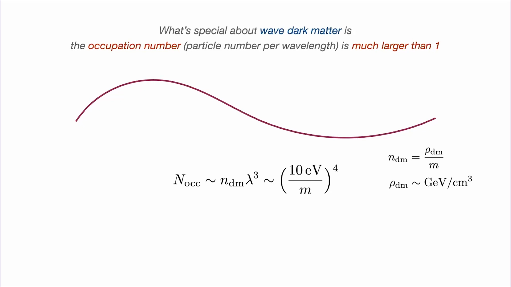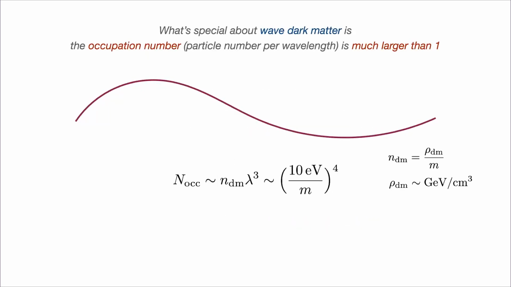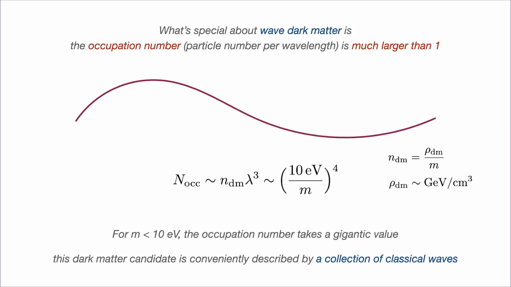So we can easily calculate the occupation number, or number of particles within the wavelength of dark matter, and it is proportional to 1/m⁴. So you can easily see that whenever the mass becomes smaller than 10 eV scale, this number becomes gigantic. And this is exactly the property which allows us to describe this kind of wave dark matter as a collection of classical waves rather than individual particles. Hence the name wave dark matter.